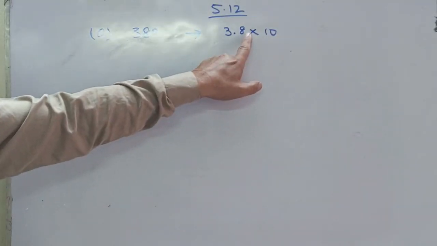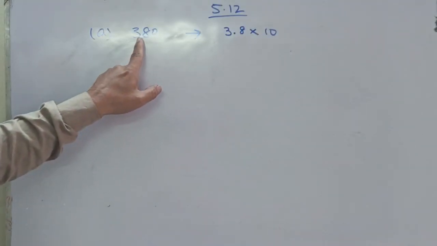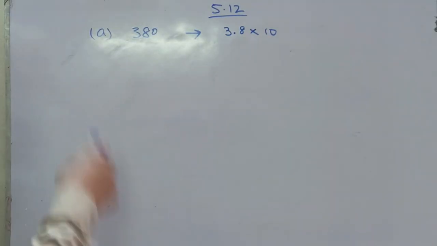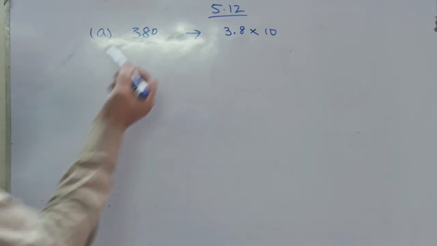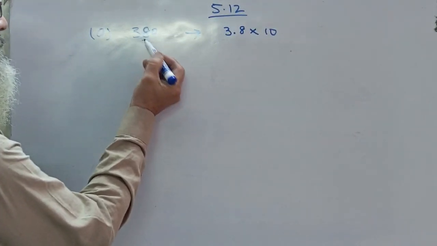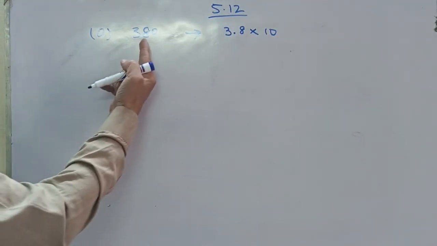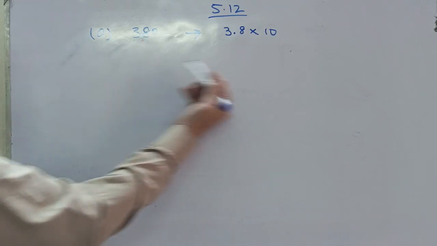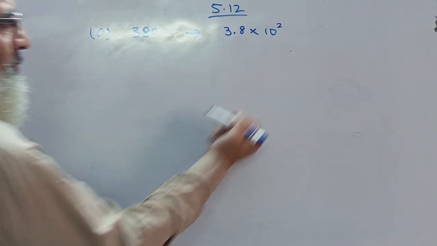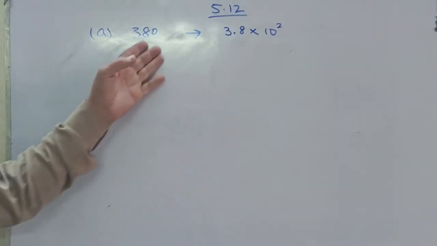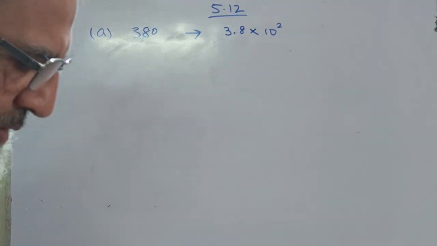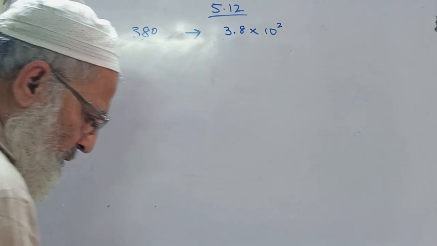Now I have just skipped the zero from here: 3.8. Now just count how many digits are there after the point. I have placed a point over here, and there are 2 digits. So write 2 over here. So it will become the standard form for this 380. It is very easy.